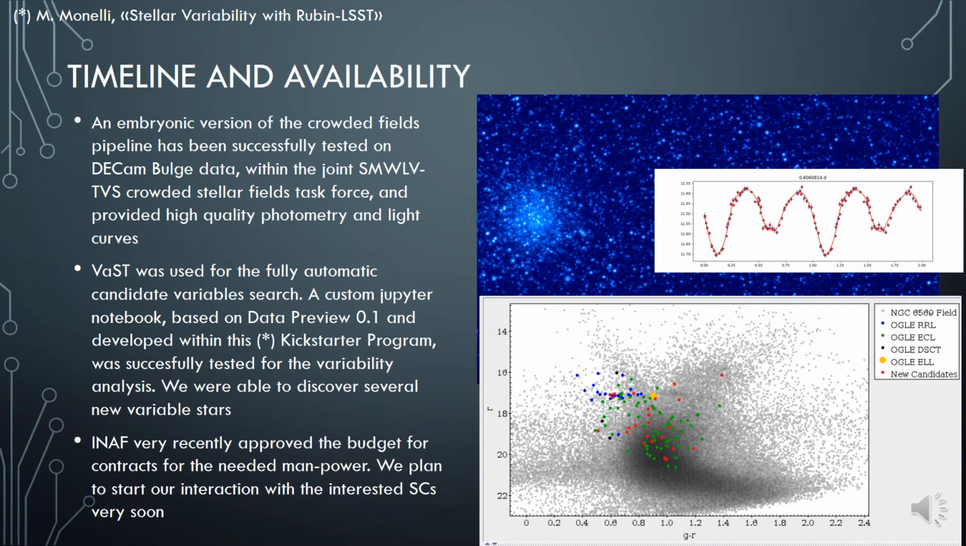Finally, timeline and availability. An embryonic version of our pipeline is already available and has been successfully tested on LSST bulge data. Here you can see some nice light curves and a color-magnitude diagram. VAST was used for the fully automatic candidate variable search, and we were able to discover several new variable stars. And very recently, our institute approved a budget for contracts for the needed manpower for this contribution. So we plan to start our interaction with the interested science collaborations very soon.